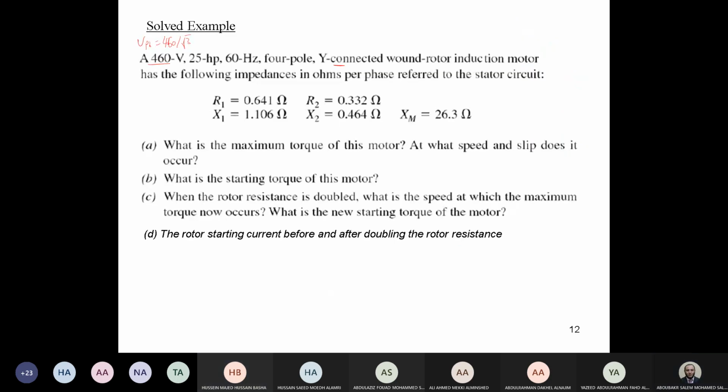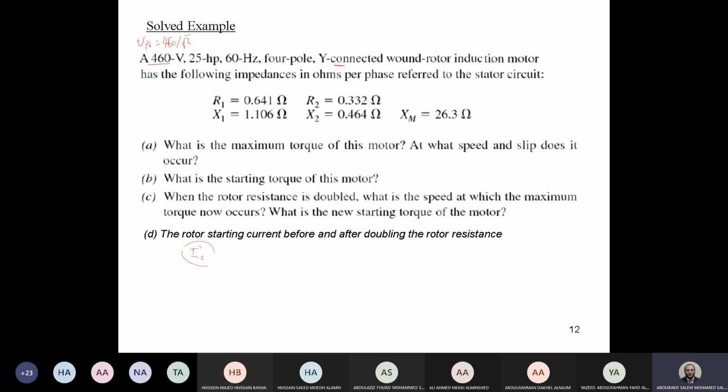Number D, the rotor starting current, before and after doubling the rotor resistance. Of course the rotor starting current means the rotor current I2. However, we mean all the time it's referred to the primary as well. So we need I2 prime before and after doubling the rotor resistance. We need to calculate the rotor current in both cases.